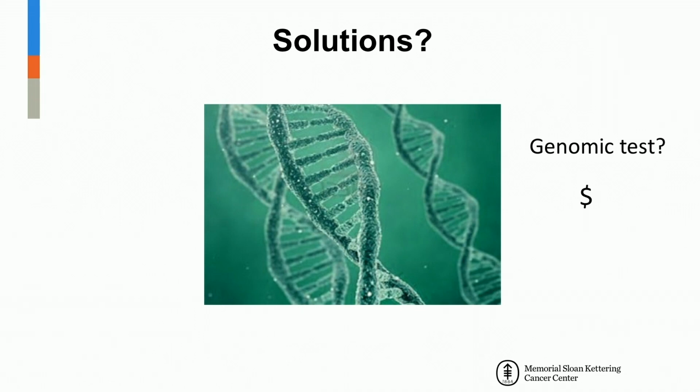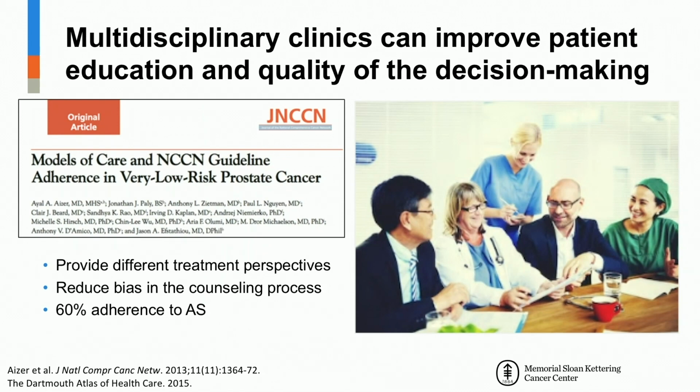What are the solutions to this? How can we increase active surveillance for men whom we think it might be indicated? Well, genomic tests are possible solutions. That could be a talk in and of itself. There's also a cost associated with these tests. Another solution is multidisciplinary clinics, which can help increase adherence of active surveillance to about 60%.